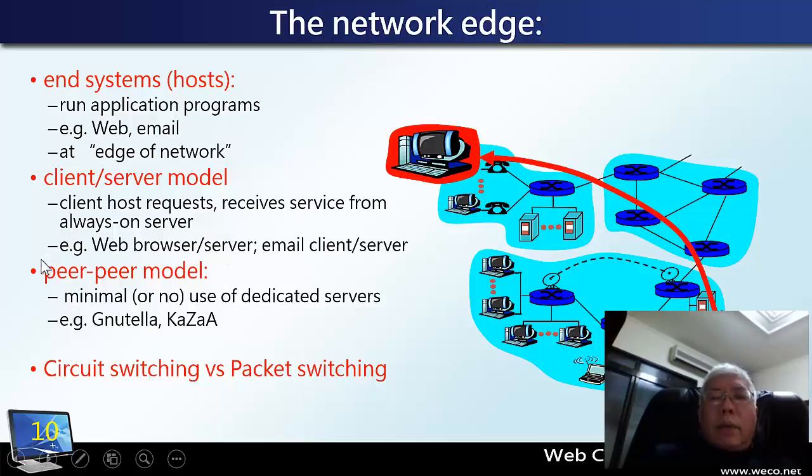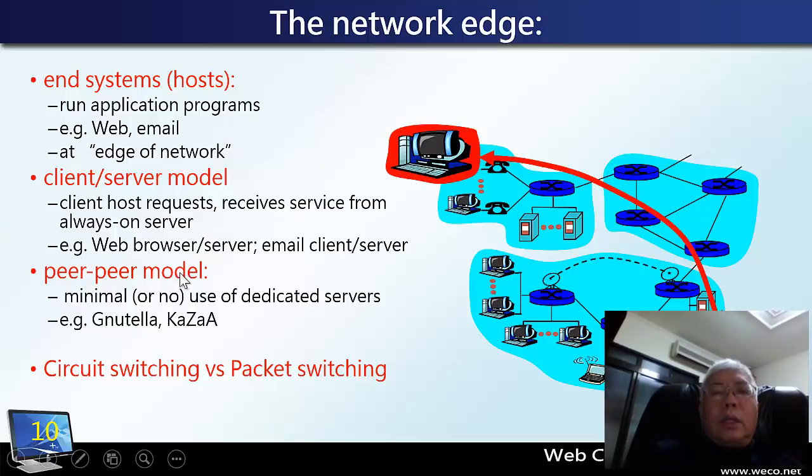And we also can have a peer-to-peer connection. Peer-to-peer connection means that many of those peers on the edge can communicate directly with each other. Each peer is also a client and also a server. So the peer-to-peer model means it's not just a client, and a server is not just a server. A client can be a server.